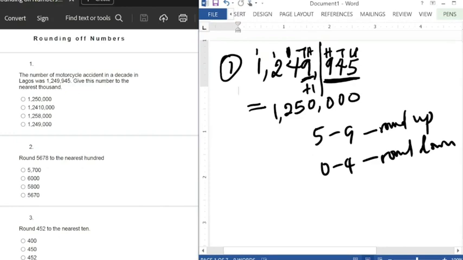So that means our answer is 1,250,000. And that is option A there. That's the first option that we have there. Hope that is clear. So let's go to number 2.